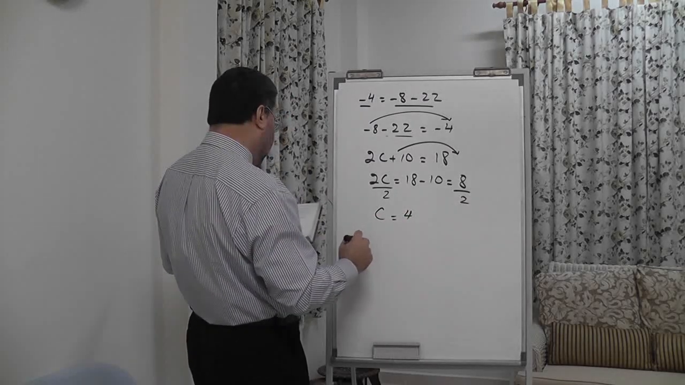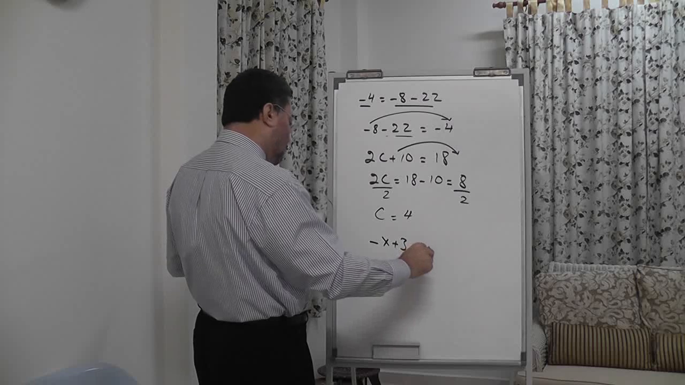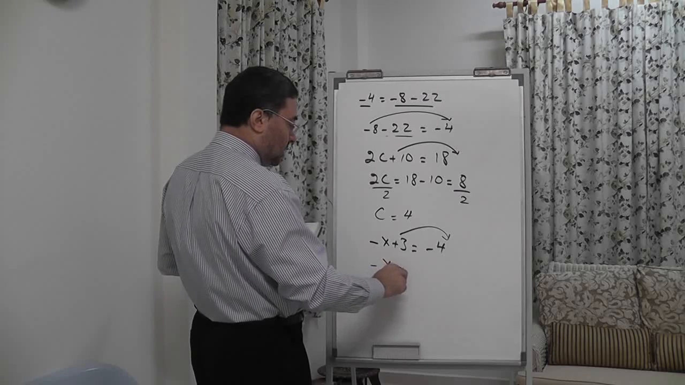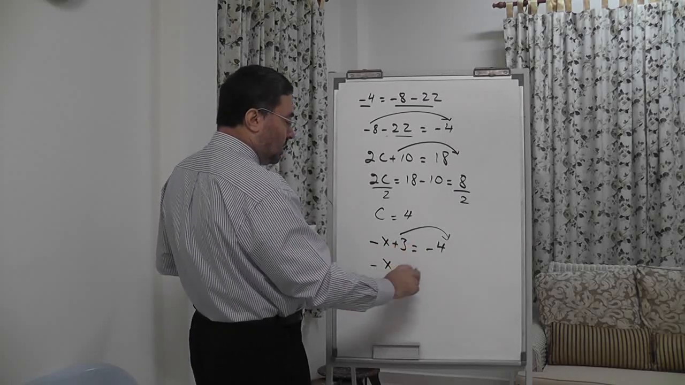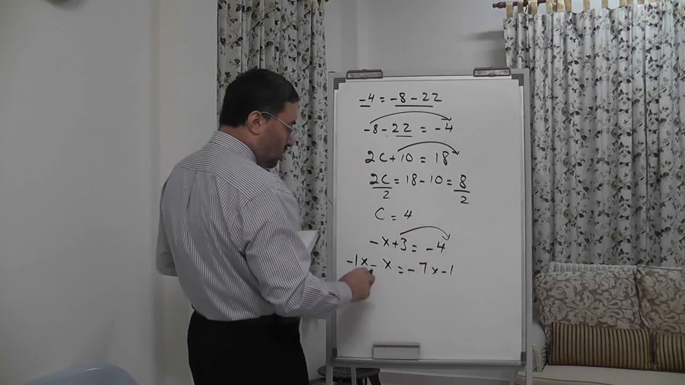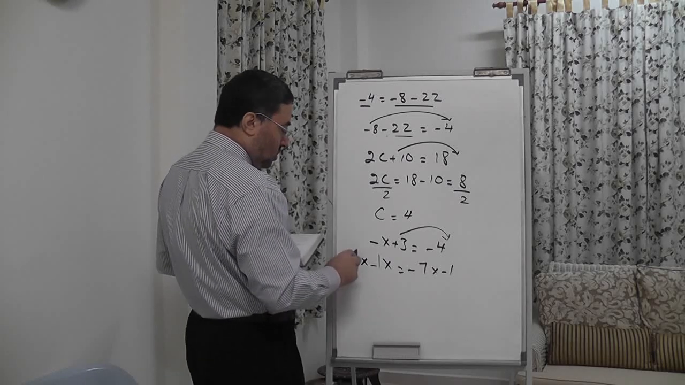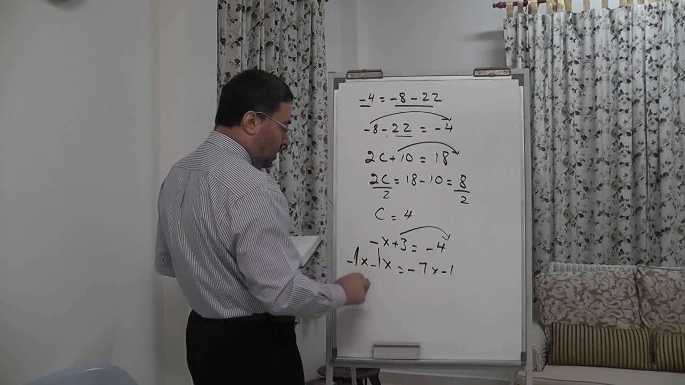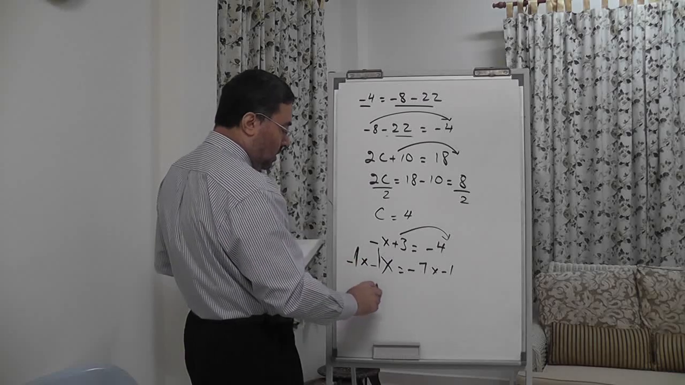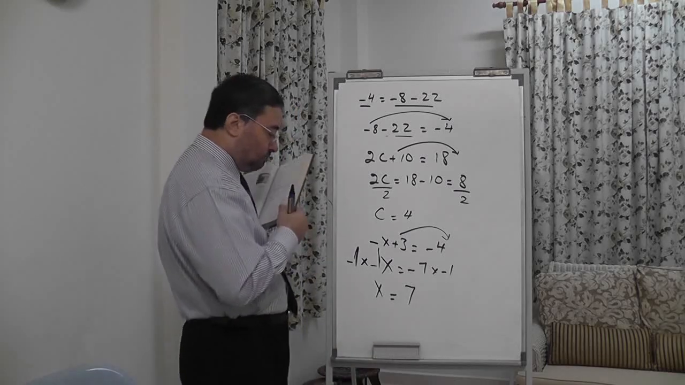Number 15, minus x plus 3 is equal to minus 4. Again, we move this to this side, so we get minus x is equal to minus 4 minus 3, that's minus 7. Here we multiply everything by minus 1 to make this side, which is minus 1x, positive. So minus 1 times minus 1 gives us an x here, and here we get a positive 7.